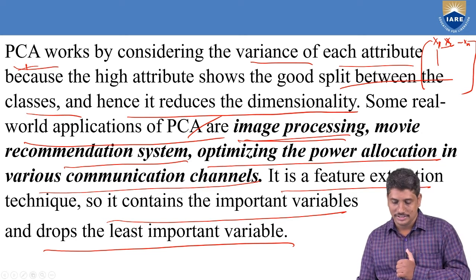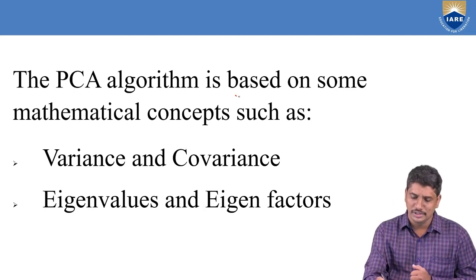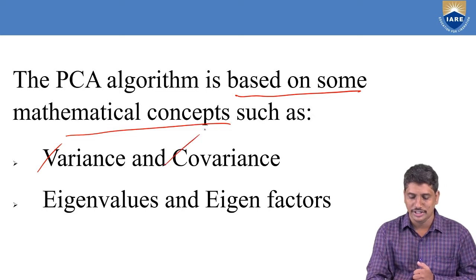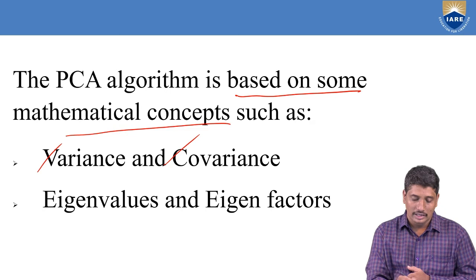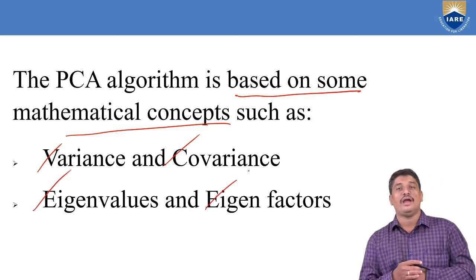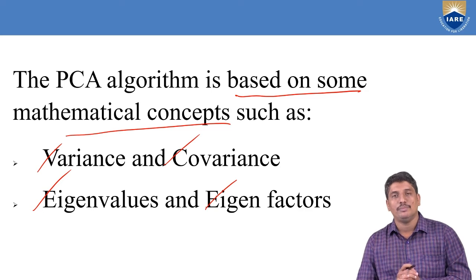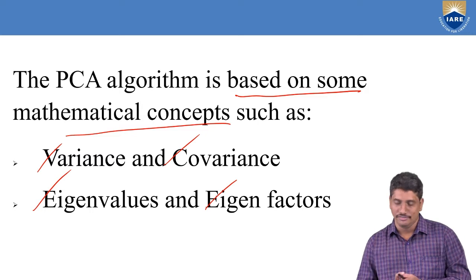Okay, right. Now, the PCA algorithm is majorly based on two important mathematical concepts, namely variance and covariance of variables, random variables or column vectors, and the eigenvalues and eigenvectors of a square matrix. So these mathematical concepts will play a very important role in principal component analysis, and hence in reducing the dimensionality of a large set of data into a small set of data.